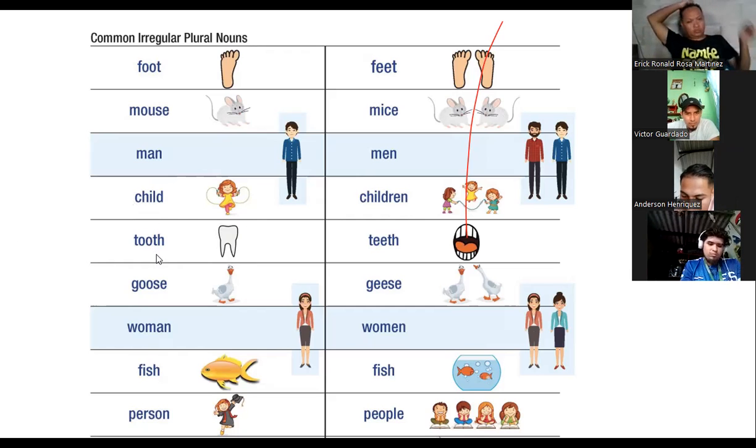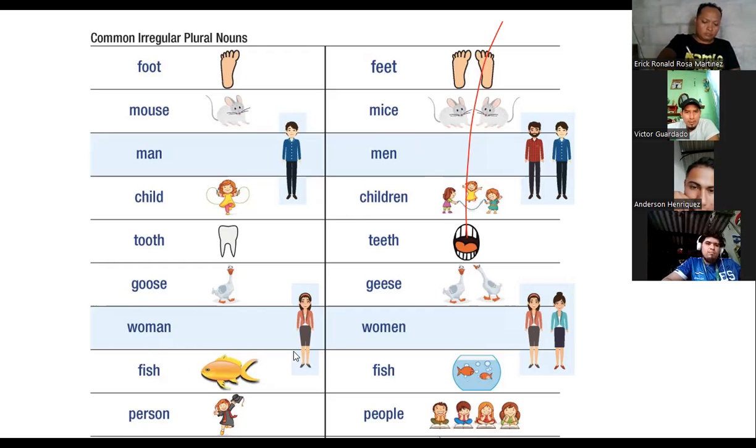Ahora, otro, el diente. Como pie, vea. Tooth. Diente. No importa si le sale saliva ahorita, vea. Estamos virtuales, solo la pantalla se llena. Y el plural, dientes, teeth. Ok, otra, el ganso, goose. Ganso, goose. Geese.